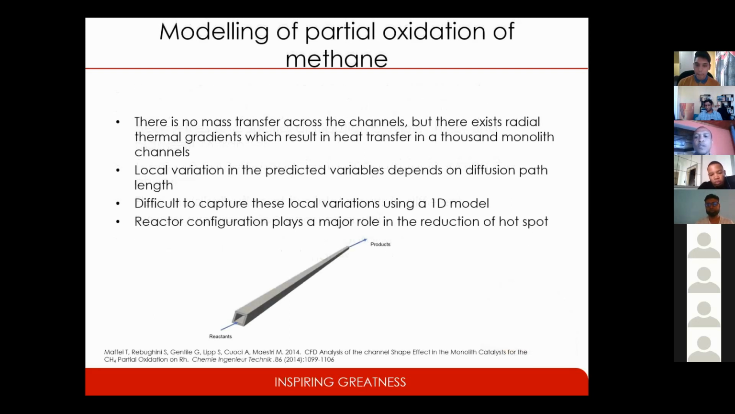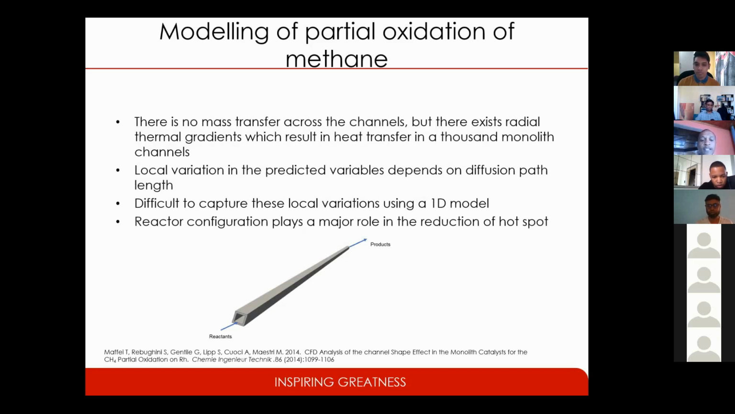And when you model this system, the monolith reactor, you will realize that there is no mass transfer across these channels, but there exist radial thermal gradients which result in heat transfer across thousands of channels. So you can already see that this is like a heat transfer problem. I have shown on the screen here the single channel monolith with a square cross section.